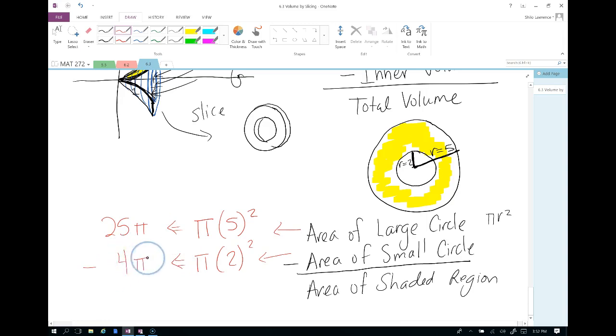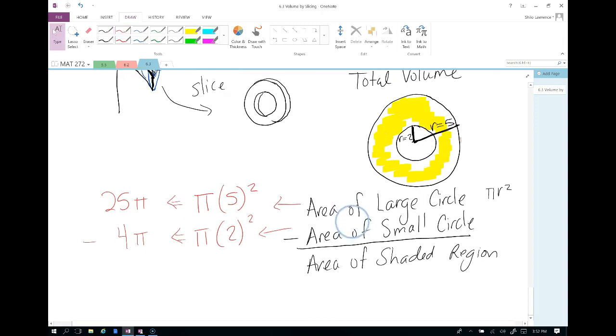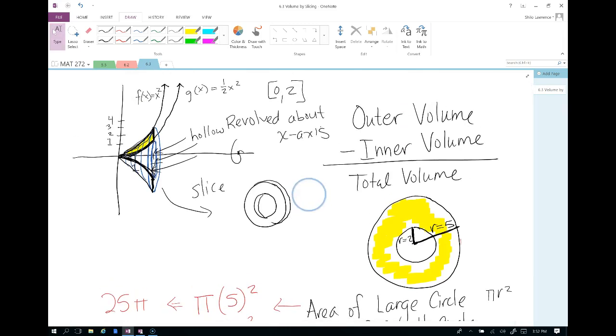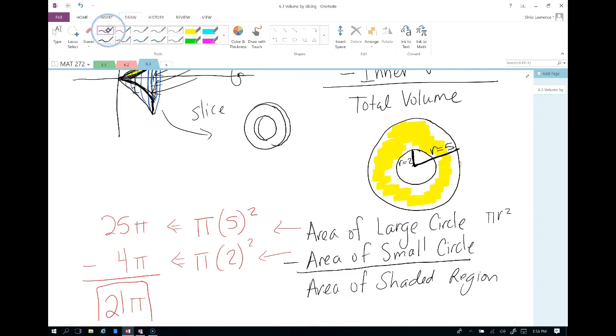minus 4 pi. So all of the area is enclosed inside the circle of radius 5, which has an area of 25 pi. But I want to take out the area that's inside the circle of radius 2, and that has an area of 4 pi. So if I take out the 4 pi area, I'll be left with just the area of the shaded part, which is 21 pi. And we're going to do the exact same thing with ours. The idea here is that these two get squared separately. We don't subtract first and then square, we square first and then subtract.